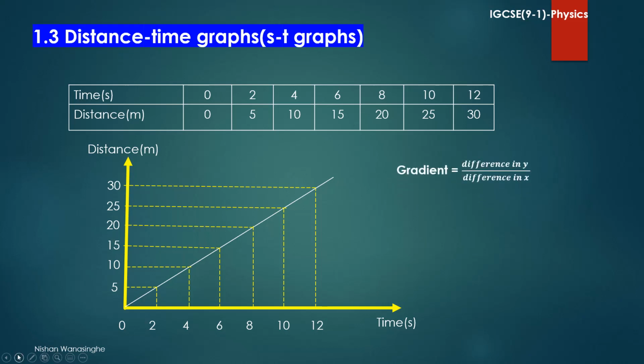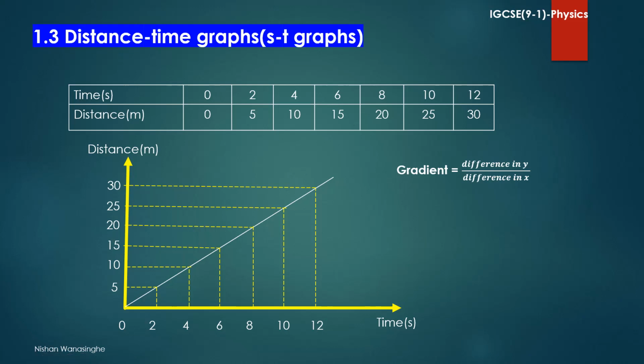So how to find the gradient? In mathematics you have learned, gradient is equal to what? Difference in y coordinates divided by difference in x coordinates. That means you have to choose two points on the line, right? Then take the difference in y coordinates and divide that by the difference in x coordinates.